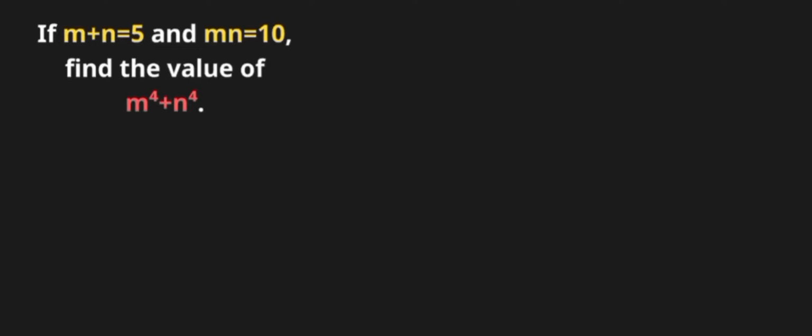Given that m plus n is 5 and m times n is 10, to find the value of m raised to power 4 plus n raised to power 4, as a rational mathematician, I know you want to solve m plus n equals 5 and mn equals 10 simultaneously.